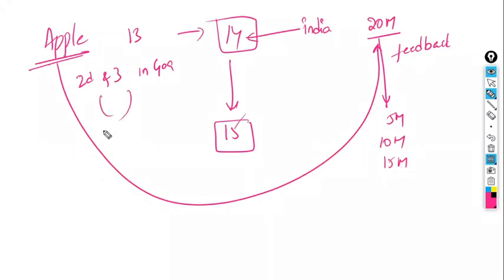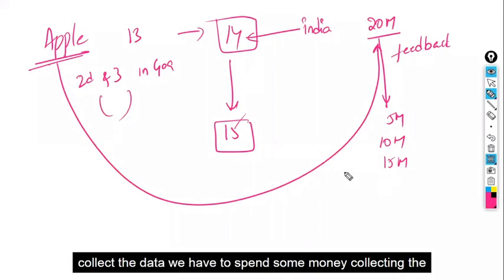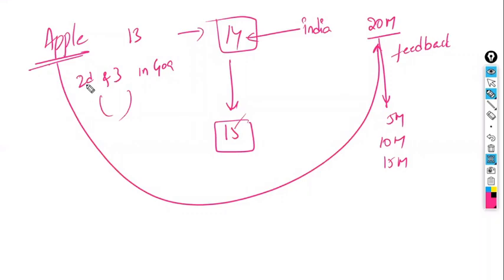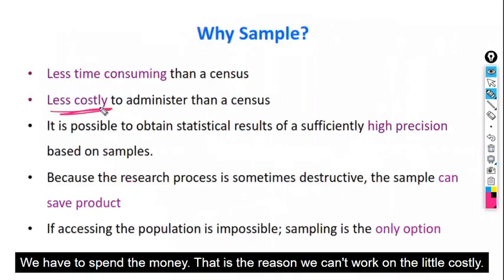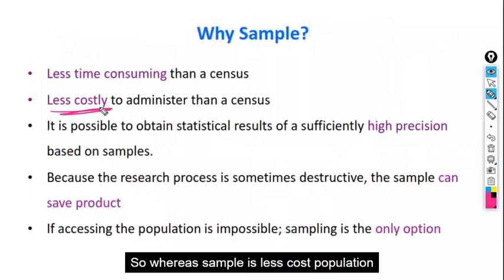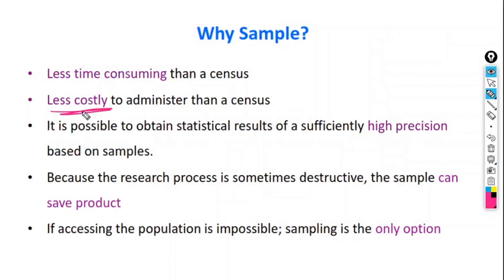Assume. Now, to collect the data, we have to spend some money. Collecting the data is not free of cost. We have to spend the money. That is the reason we can't work on the population, it is a little costly. So whereas sample is less cost, population is more cost.